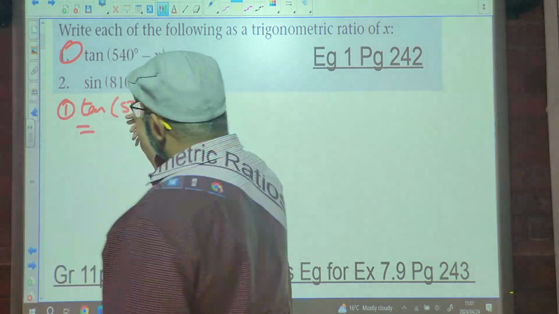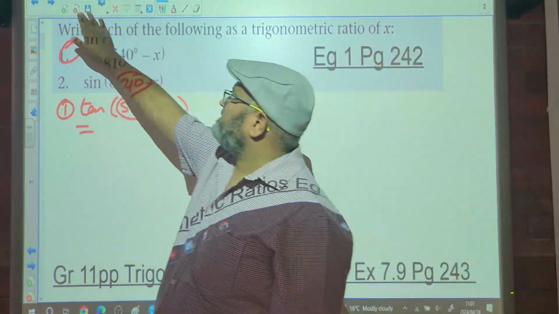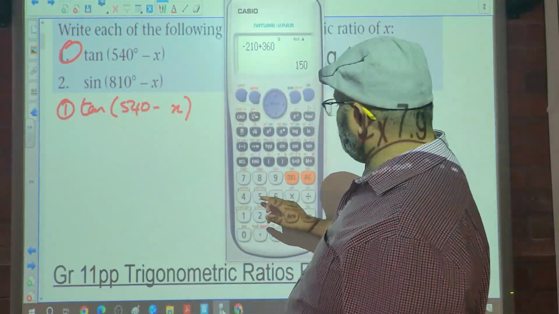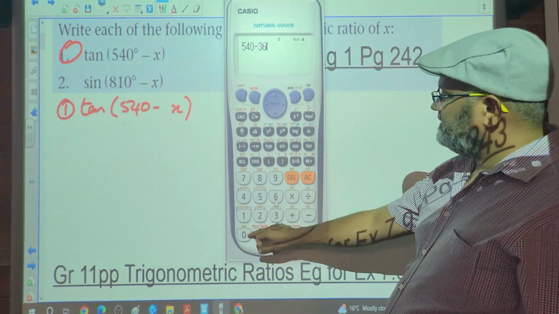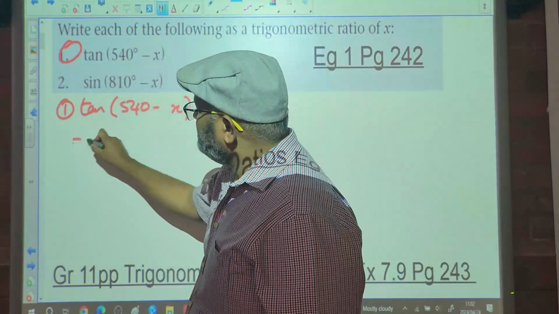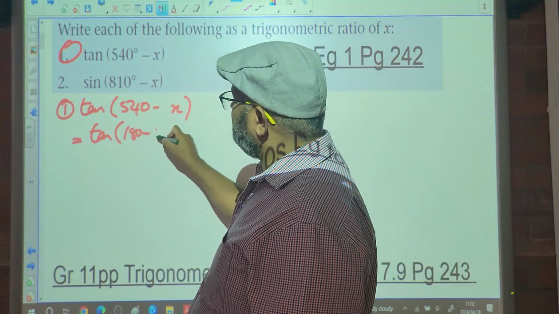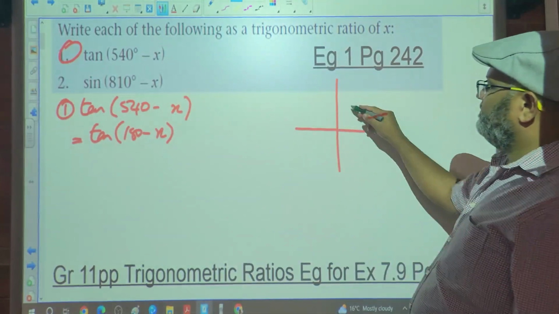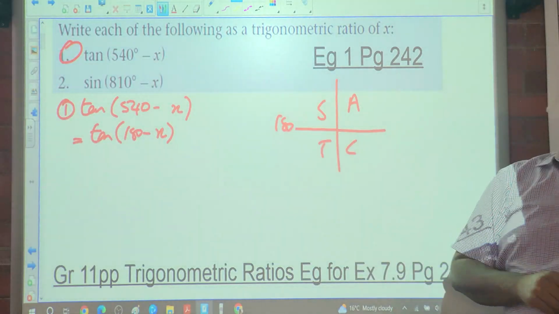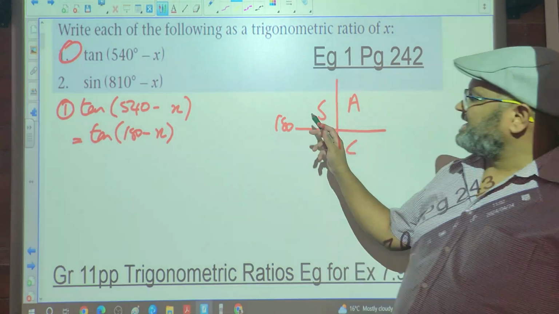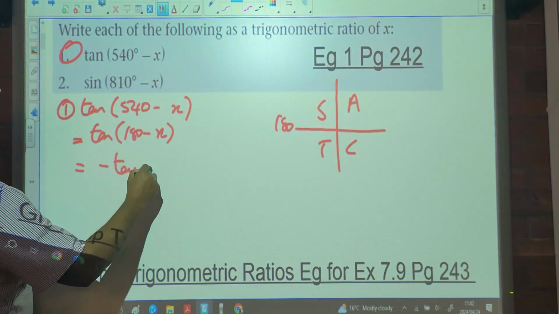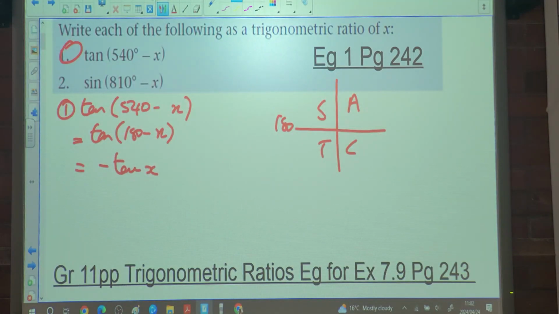Okay. So what do we do with that 540? Subtract 360 from it, not so? So it's going to be 540 minus 360, so that's the same as 180 minus x. Can you see that, people? So that is going to be tan of 180 minus x. So we ask ourselves, we've got all stations to clear one. 180 minus x is in which quadrant? Second quadrant. Is tan positive or negative in the second quadrant? Negative. So it's negative tan x. You guys understand?